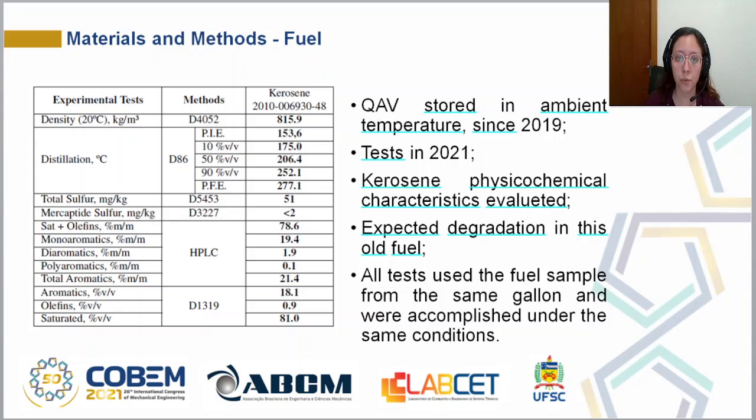The fuel used for the analysis in this work is aviation kerosene, QAV, that was stored at ambient temperature for 2 years, so the expectation for the test was a large deposit mass due to the degradation in this old fuel. All tests in the HIRET bench use the same gallon of fuel, so it's a unique sample of fuel. This slide has the physical-chemical characteristics of the QAV used in this work.